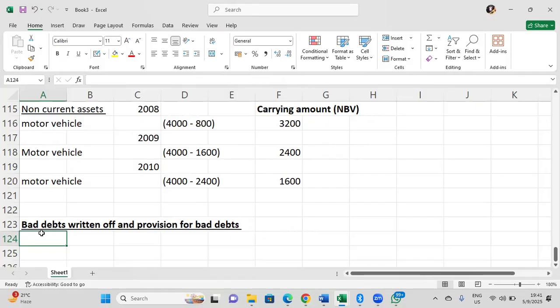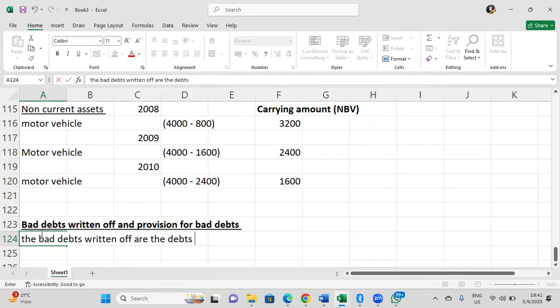The standards say that once you have people who owe you, you should always create an estimate of those who will fail to pay. Where you are told that certain people will not pay, those are bad debts. Then you should always create an estimate for people who may fail to pay. So we can say the bad debts written off are the debts the company has confirmed will not be able to pay.